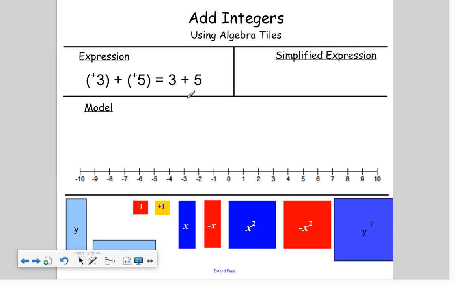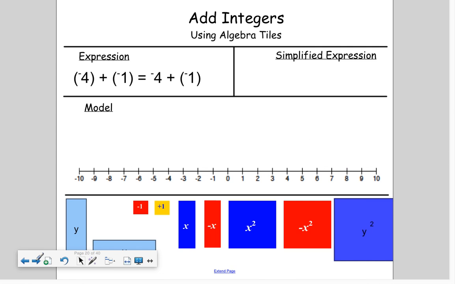So let's look at the first example. 3 plus 5. Well, we know 3 plus 5 is 8. But how do you represent it on a number line? So we start at 0. 3 is to the right of 0, 3 units to the right of 0. Plus 5, that's to the right, so 5 units to the right of 3. It stops at 8. 3 plus 5 is 8.